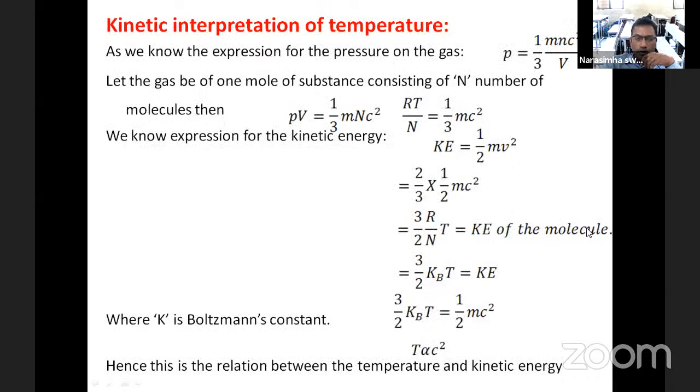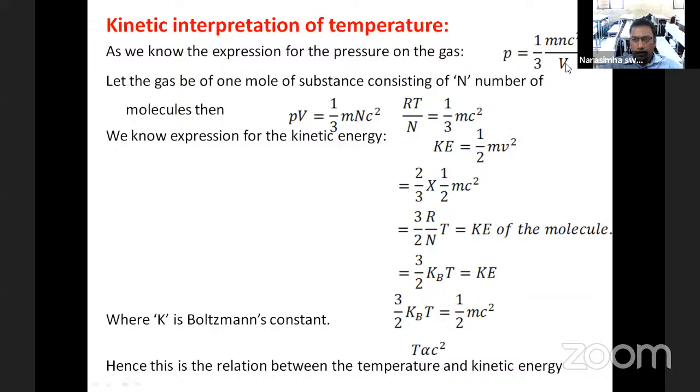Coming to a very important conclusion, the kinetic interpretation of temperature. In this kinetic motion, the temperature plays a very important role. So for that, we are going to obtain the expression in terms of temperature now. Also, just now we derived the expression for the pressure, that is P = 1/3 mnc² / V. Here the gas is 1 mole of substance consisting of N number of molecules. So in this case, we consider N number of molecules, then this expression becomes what?